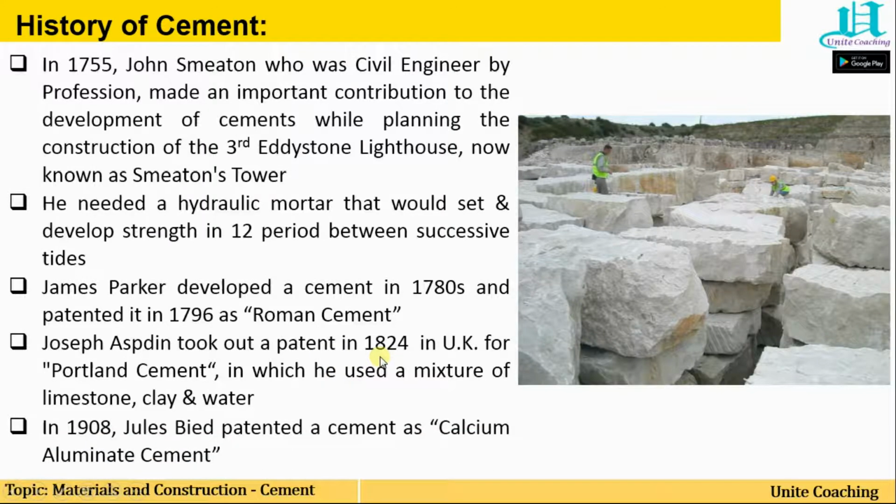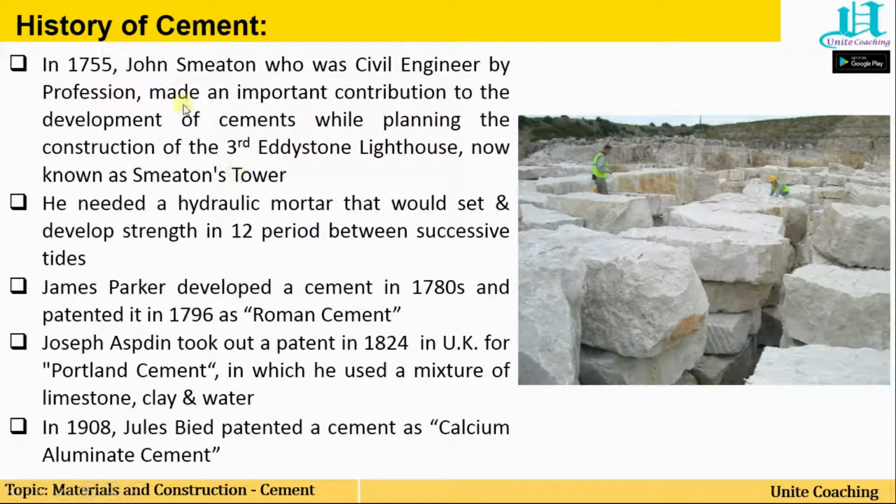And in 1908 Jules Bied patented a cement as calcium aluminate cement. And in today's era we have so many cements that various civil engineers and researchers have introduced. So nowadays we have many types of cements. So this was the history of cement. It started with John Smeaton in 1755.